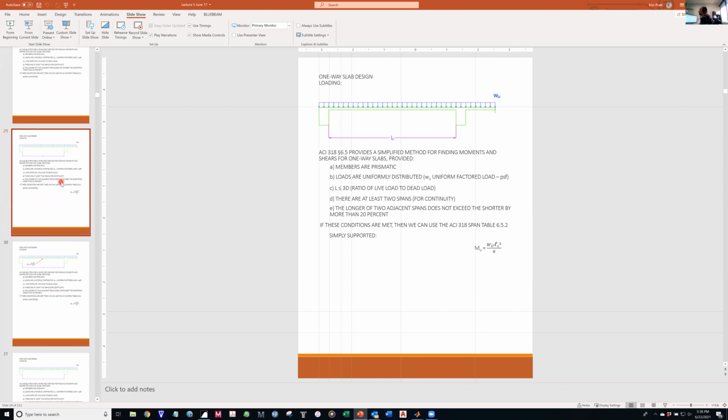So slide 29. What I've done is I've broken it down between positive moments and negative moments. Positive moments are where you design the rebar at the bottom of the slab. Negative moments are where you design the rebar at the top of the slab. And for each condition, I've pointed to where that location is.